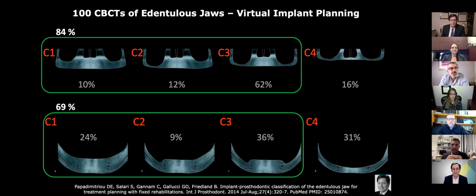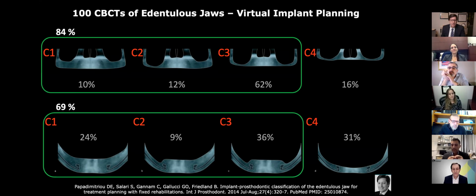And then we were able to segment the maxillary anatomy and the mandibular anatomy into 4 categories: C1, C2, C3, and C4, where you can see C1 is where you can place implants along the arch without any anatomical obstruction. C2, where you have one unilateral side where you cannot place implants, and C3 is where you can only place implants mainly in the anterior, while C4 is just the severe resorbed case.